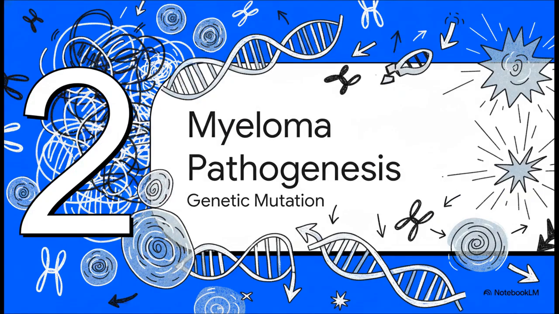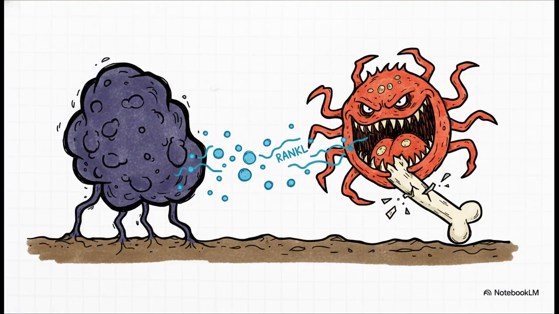Moving on to Section 2, multiple myeloma pathogenesis. Let's look under the hood at the molecular chaos driving this unchecked growth. The pathophysiology here is basically a story of compounding errors. By the time of diagnosis, these neoplastic cells have accumulated an average of 35 somatic mutations. That is just a staggering amount of genetic chaos.